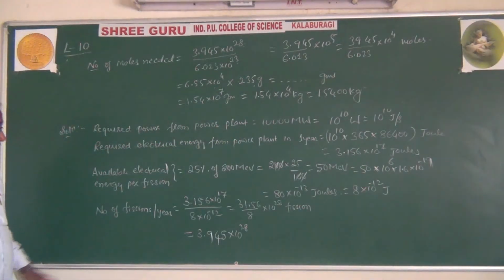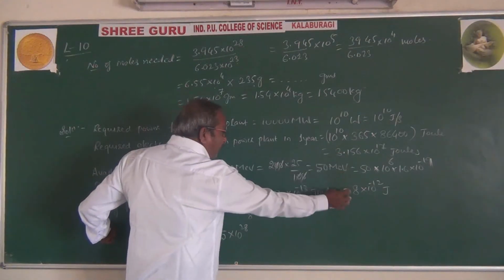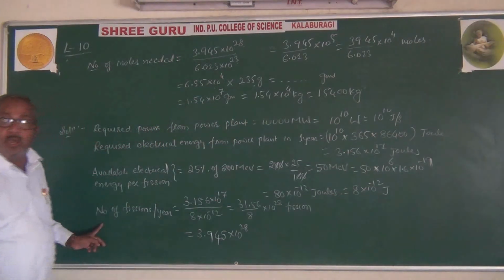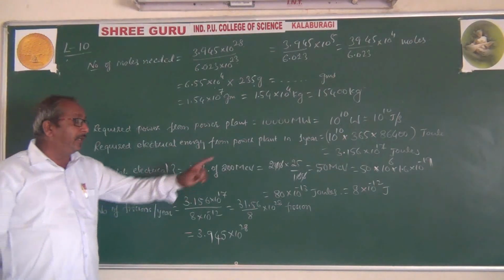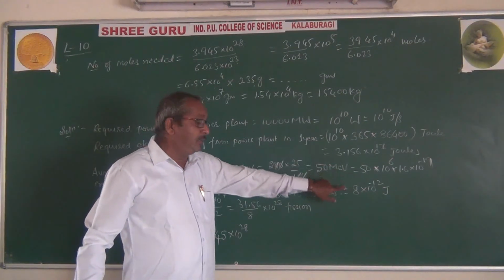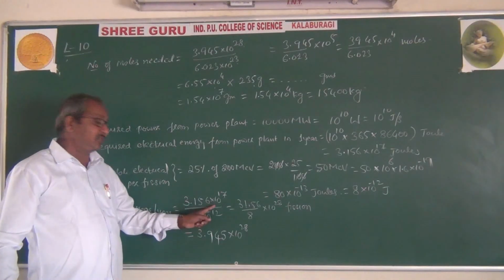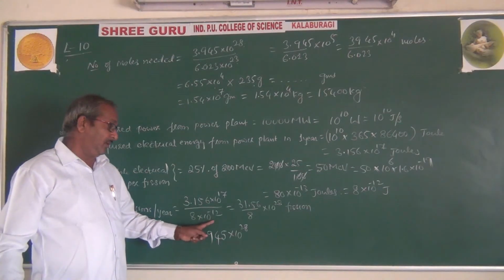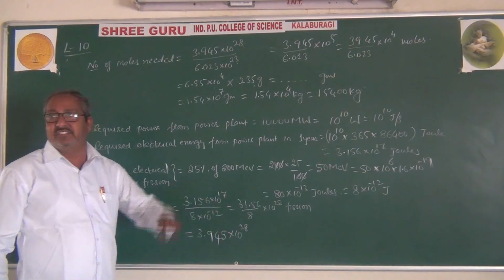So now the number of fissions for this much of energy: if one fission gives this much energy, how many fissions, how many nuclear reactions per atom are needed, will be obtained by using this total energy which is required divided by energy per fission. That means 3.156 into 10 raised to 17 divided by energy per fission, which is 8 into 10 raised to minus 12. That gives 3.945 into 10 raised to 28 fissions.